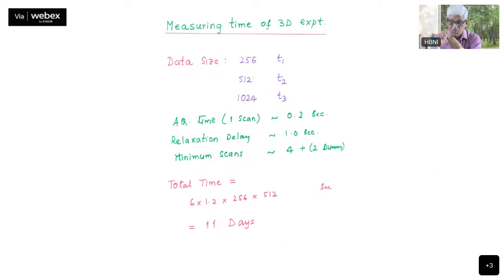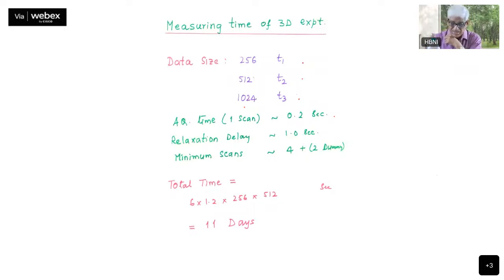Okay, but why are these homonuclear experiments not that popular? The reason is what I'm showing you in this slide. So consider a particular 3D experiment. You have, let us say, 256 T1 increments and 512 T2 increments, because these are independent time variables, right? And your acquisition time: you're collecting 1024 points, and for that you have the T3 period. 1024 time points will correspond to 0.2 seconds of acquisition time, let's say. And you have a relaxation delay of 1 second.